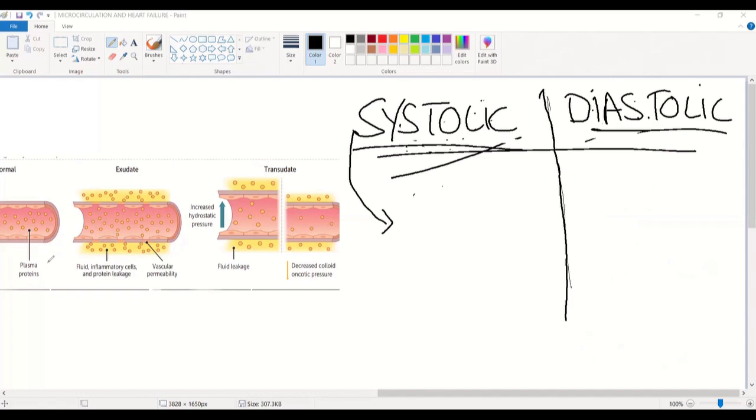What are the causes of diastolic heart failure? Hypertrophic cardiomyopathy. Okay, hypertrophic cardiomyopathy. Systemic hypertension. Okay.